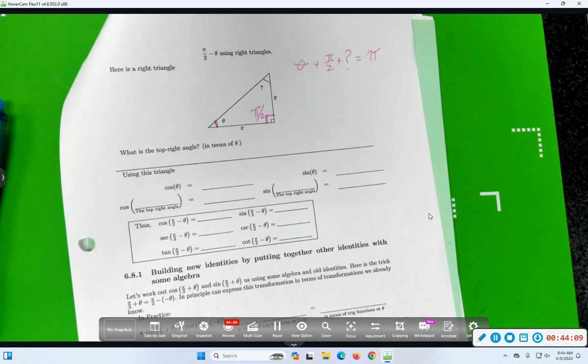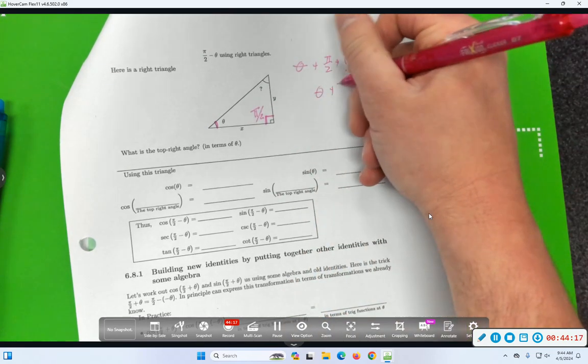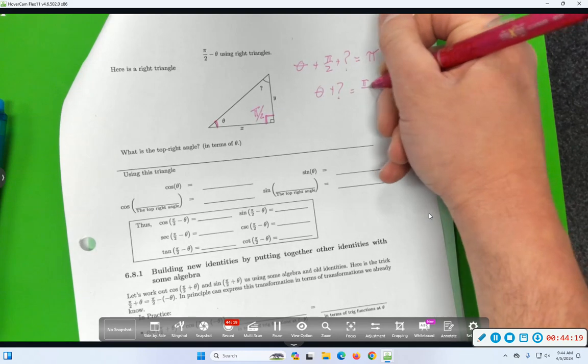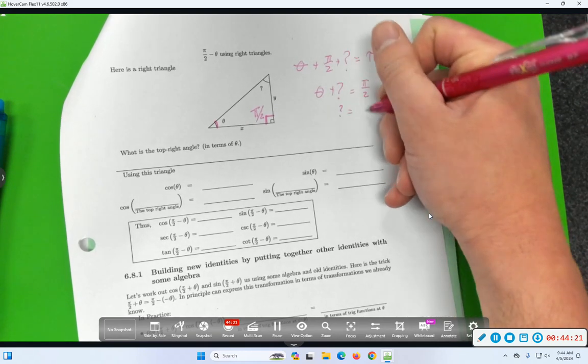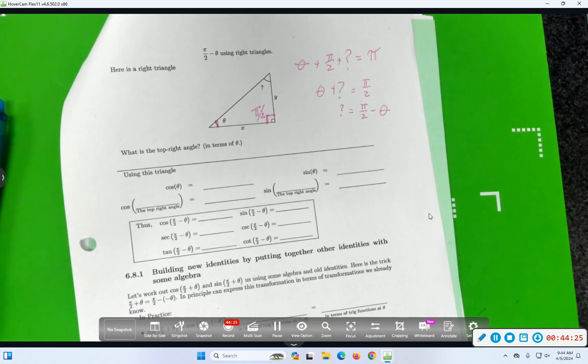I guess solve for question mark. Question mark's the thing I'd like to know. So I guess subtract the pi over 2 over. Feel pretty good?